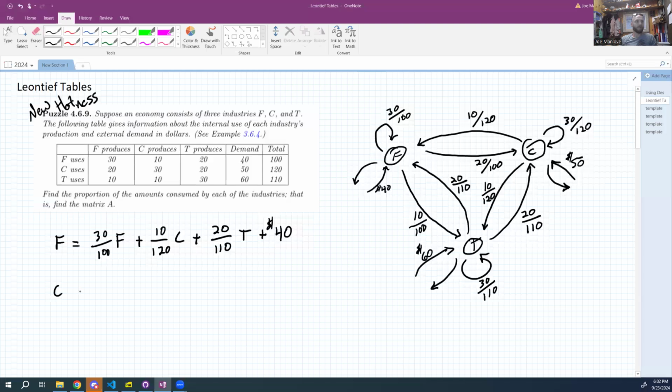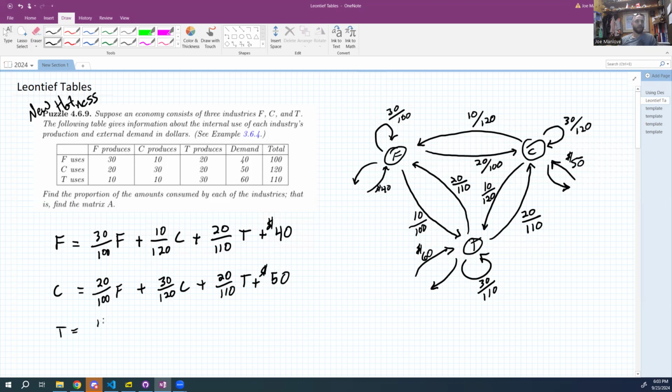Okay, then we're going to make one for C. And we could notice the pattern here. It's relatively straightforward. I've got the same numbers from the row, but then the bottoms of the fractions are from the totals for that sector. Right, so I can say I've got 20 over 100 F and 30 over 120 C and 20 over 110 T and an external of 50.